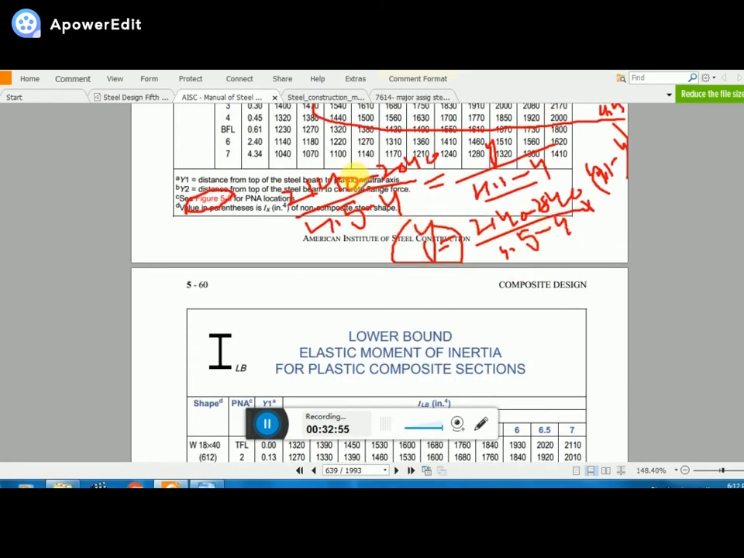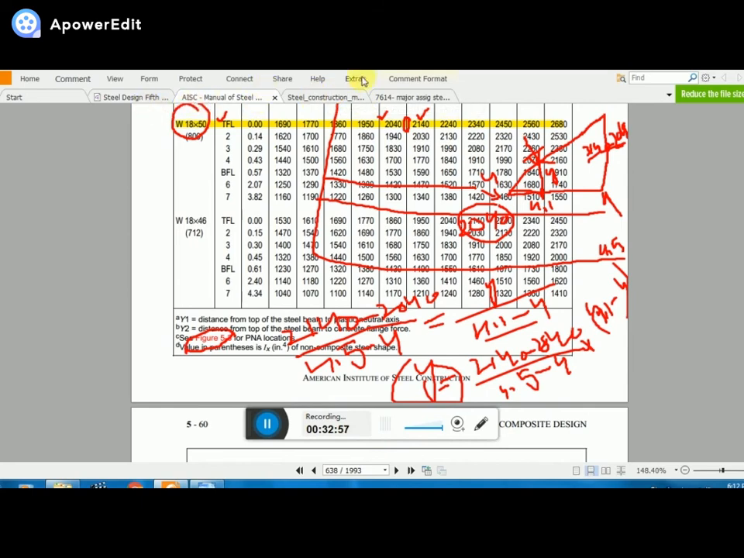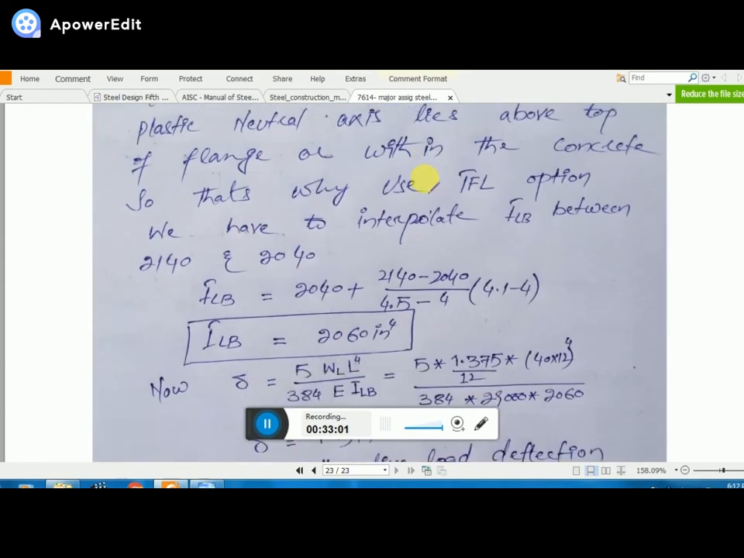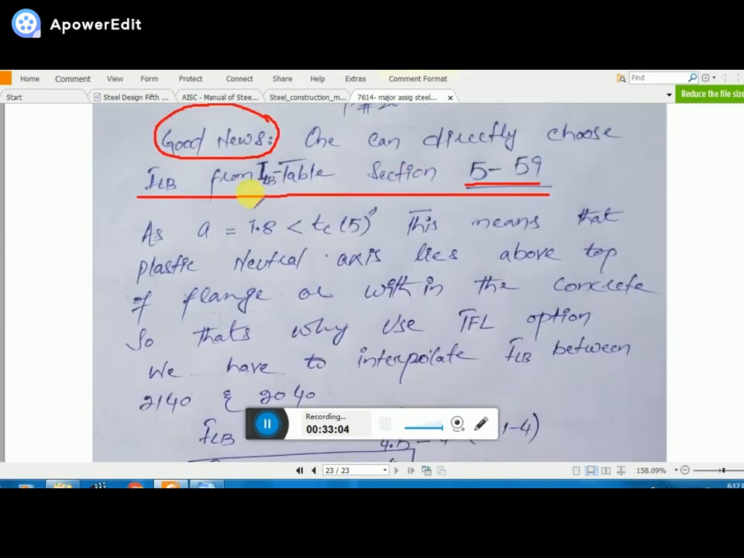Clear? So basically once I did this calculation, let me show you. Here you see, remember this is a very important point, that a equals 1.8 and it is less than tc. This means that the plastic neutral axis lies above the top of the flange. Remember, this is very important, like we did in our rectangular beam analysis, or T-beam analysis, sorry.